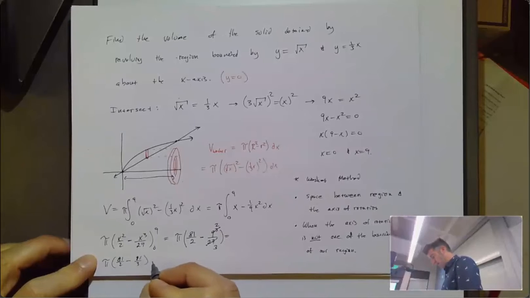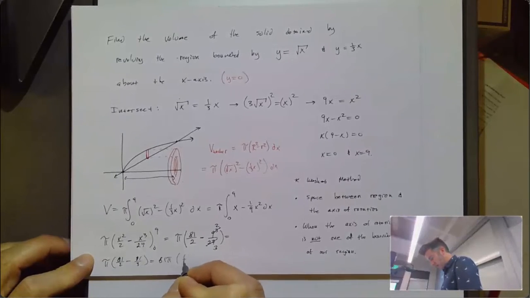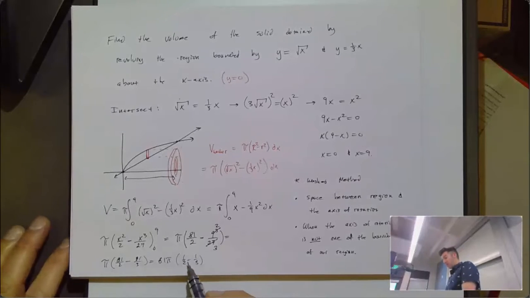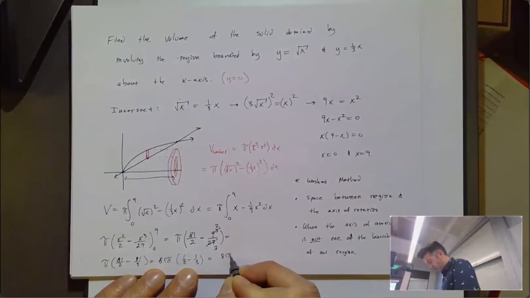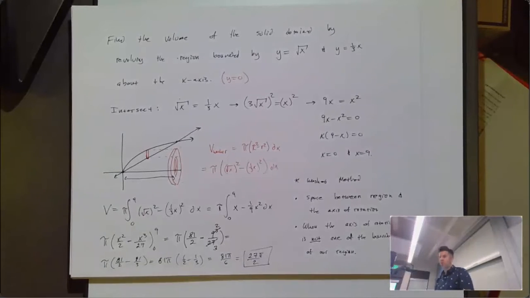And I can factor out an 81 and get 1/2 minus 1/3 left in the parentheses. And 1/2 minus 1/3 is 3/6 minus 2/6, which is 1/6. So we're getting 81 pi over 6, which reduces to 27 pi over 2. Or 13.5 pi if you like decimals.